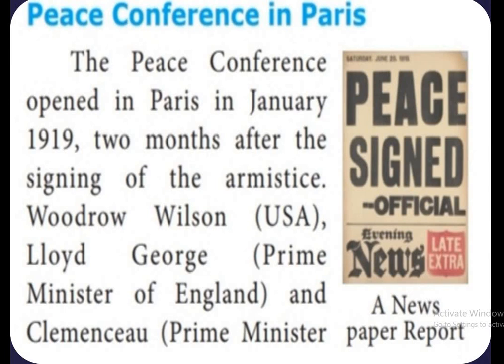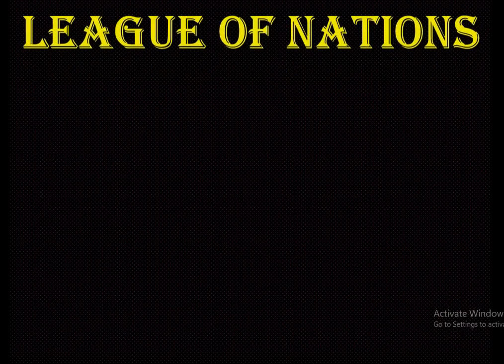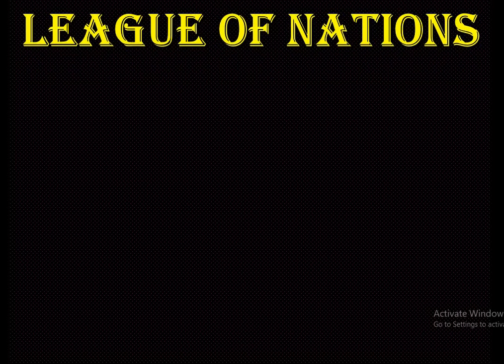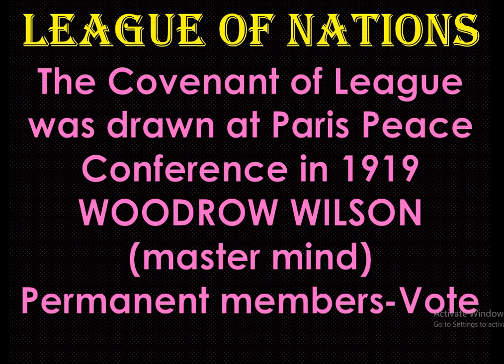Paris Peace Conference. This was started by the important personalities of the USA, England and France. With their ideas, the League of Nations was started. The Covenant of the League was drawn at the Paris Peace Conference in 1919. The master plan was by Woodrow Wilson, the President of America. There were some permanent members who also had the right to vote.